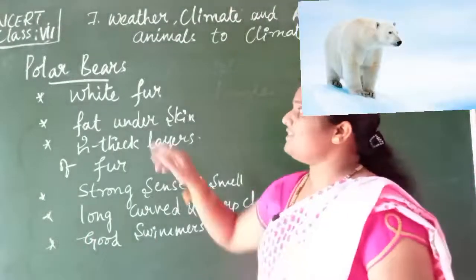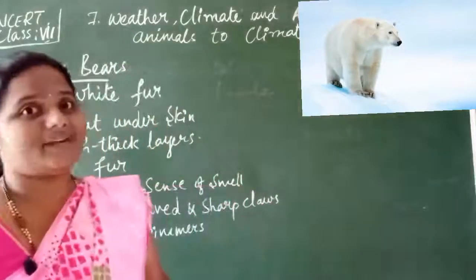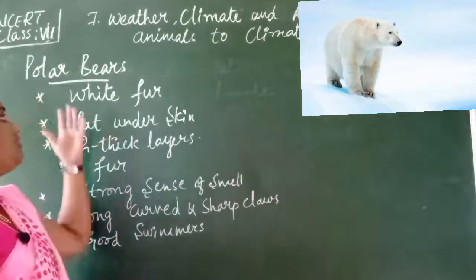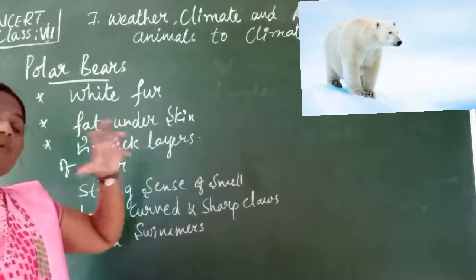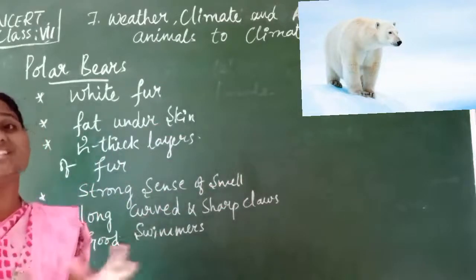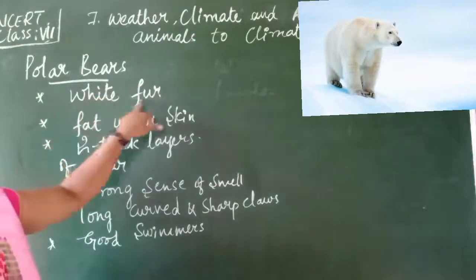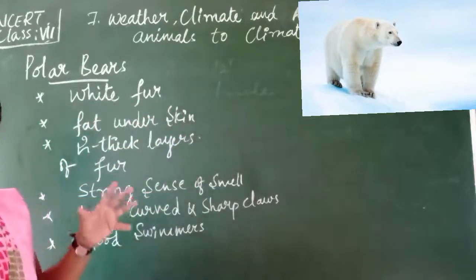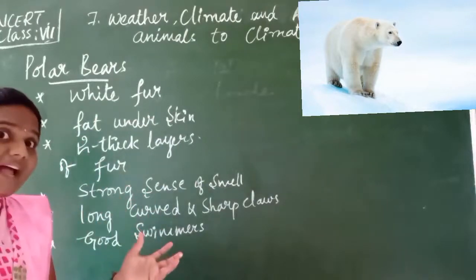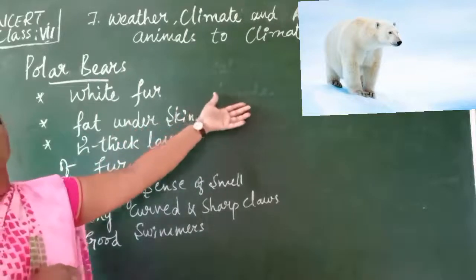Children, now we will study about polar bears. Children, have you seen polar bears on TV, the Discovery Channel or National Geographic Channel? You will find how polar bears look, isn't it? They are almost white in color. Yes, they have white fur. It means that they are covered with white hairs. You know what is the reason behind that? In order to protect their body from the too much cold.